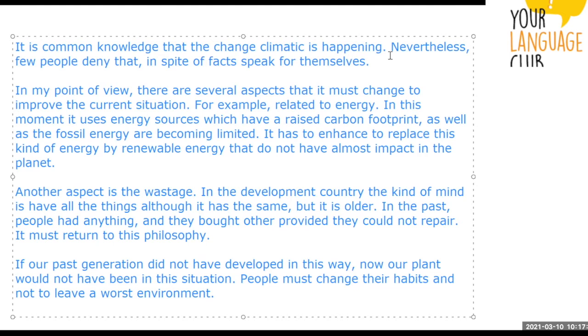And is the tone correct? Is it formal enough? The what, sorry? The tone, is it formal enough? Yeah, definitely. They've used some great phrases, like "it is common knowledge" and "in my point of view", for example, that those are all great things for formal writing.